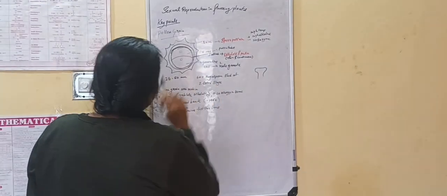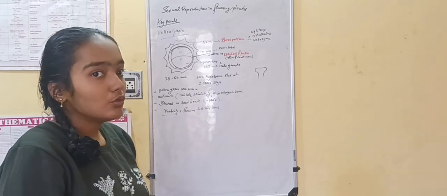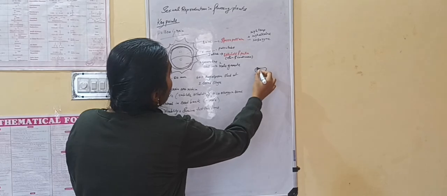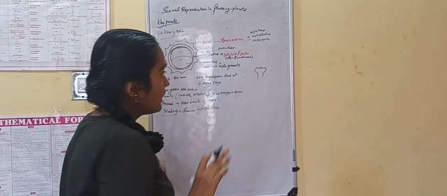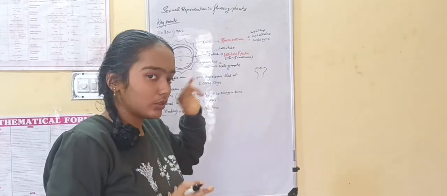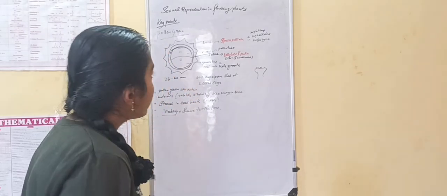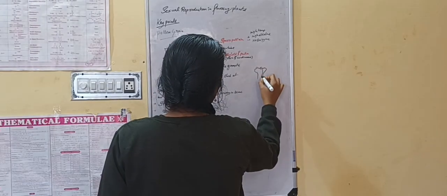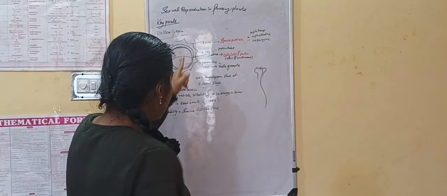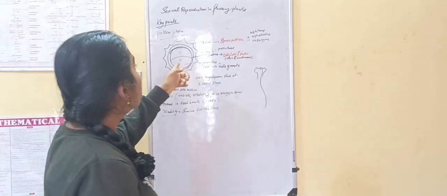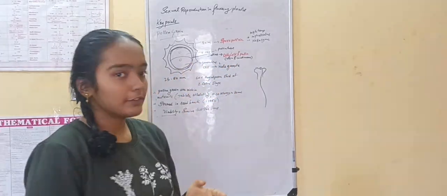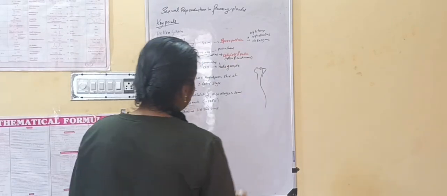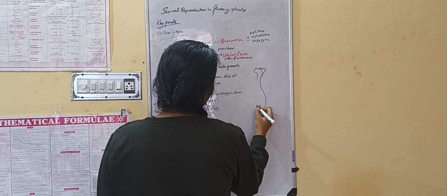And then the vegetative cell gives rise to a pollen tube. When the pollen grain lands on the stigma like this, and the stigma accepts it, only then is the pollen tube formed. So the vegetative cell forms a pollen tube, and the generative cell further forms two male gametes, which pass through it and reach this region.